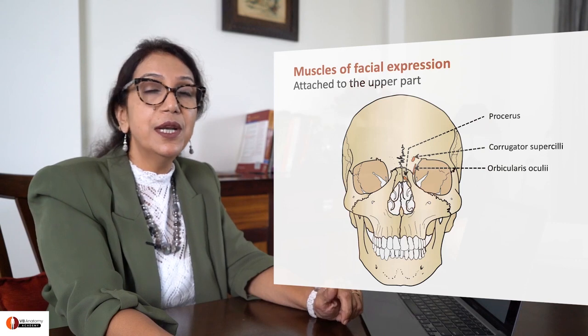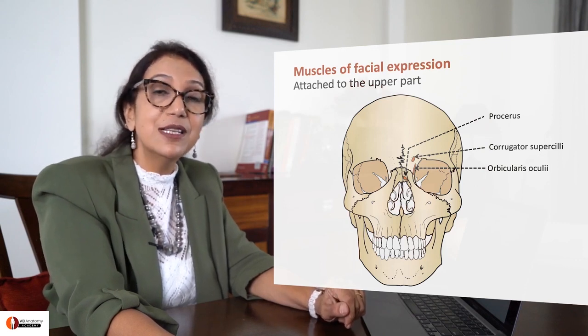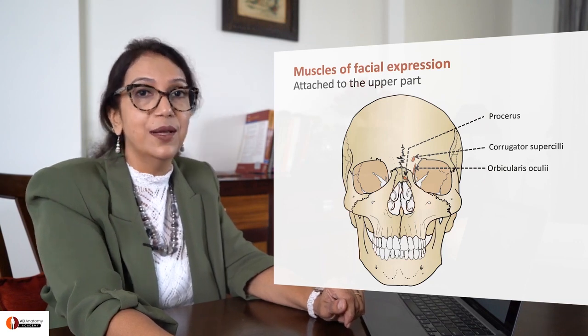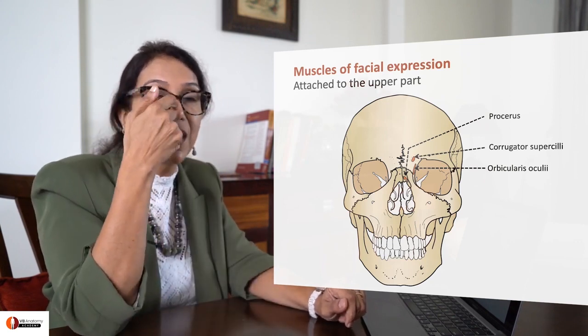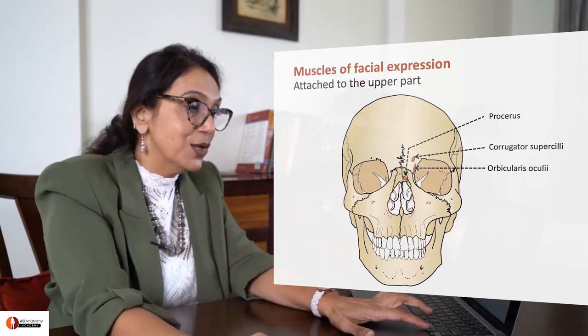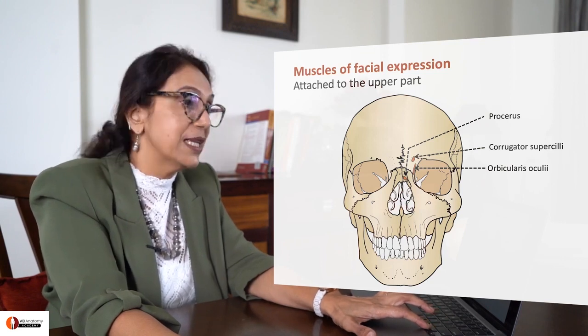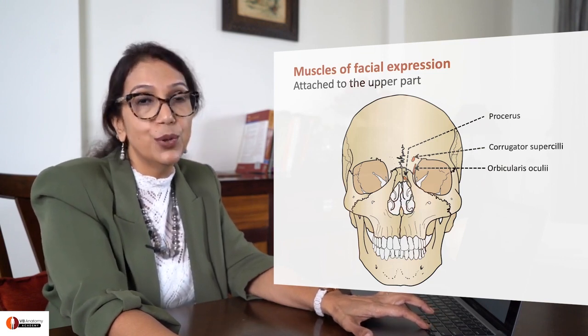Tightly close your eyes. Pretend you don't want to see me. Close your eyes tightly. This is orbicularis oculi. It takes origin from the surrounding region and helps to close your eyes. So, which three muscles did we see? Procerus, corrugator supercilii and orbicularis oculi.